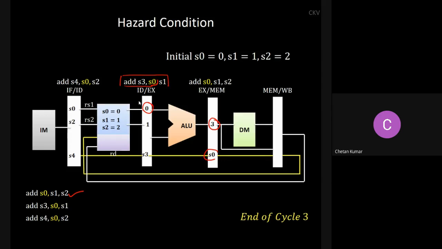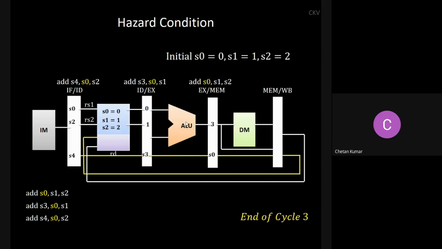No. The reason is S0 should be updated to 3, but the update will happen only in the write back stage. This instruction has not gone to the write back stage yet, and you are trying to compute the value for this instruction, meaning you are trying to add. You are sending 0 and 1 to the ALU and computing the value, which is not correct. So this will create a problem.